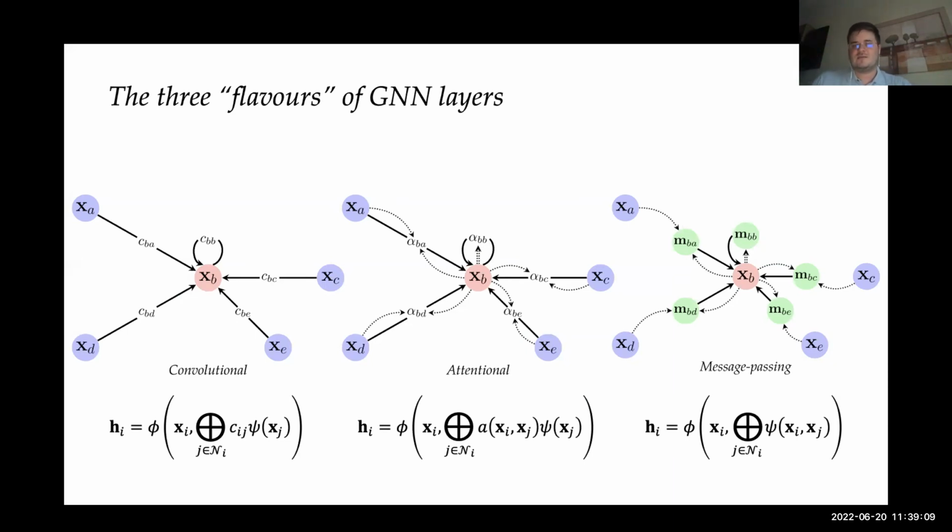So basically, these are the 3 main flavors: the convolutional, where you just compute a simple weighted sum with fixed coefficients over your neighbors; attentional, where you use attention mechanisms to compute these intermediate coefficients and aggregate based on them; and message passing, where the sender and the receiver node collaborate to compute an entire vector, message vector, to be sent across and aggregated in the receiver.